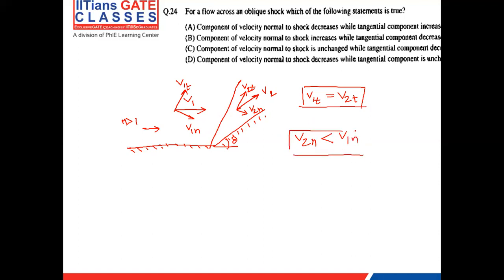So what we get is, for a flow across an oblique shock, the tangential component of the velocity remains constant and the normal component of the velocity decreases. So the answer is D. Component of velocity normal to the shock decreases while tangential component is unchanged. So this is unchanged. Okay.